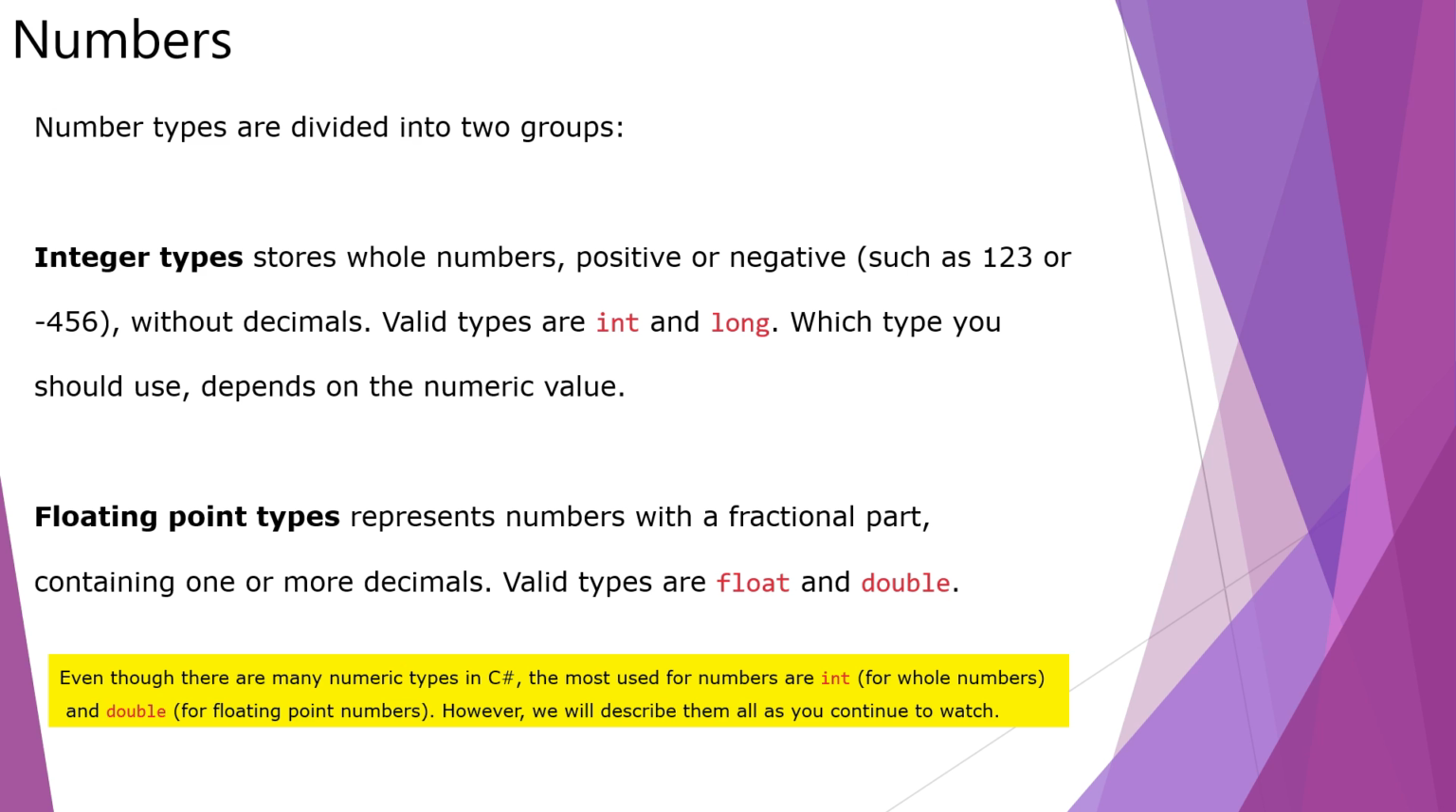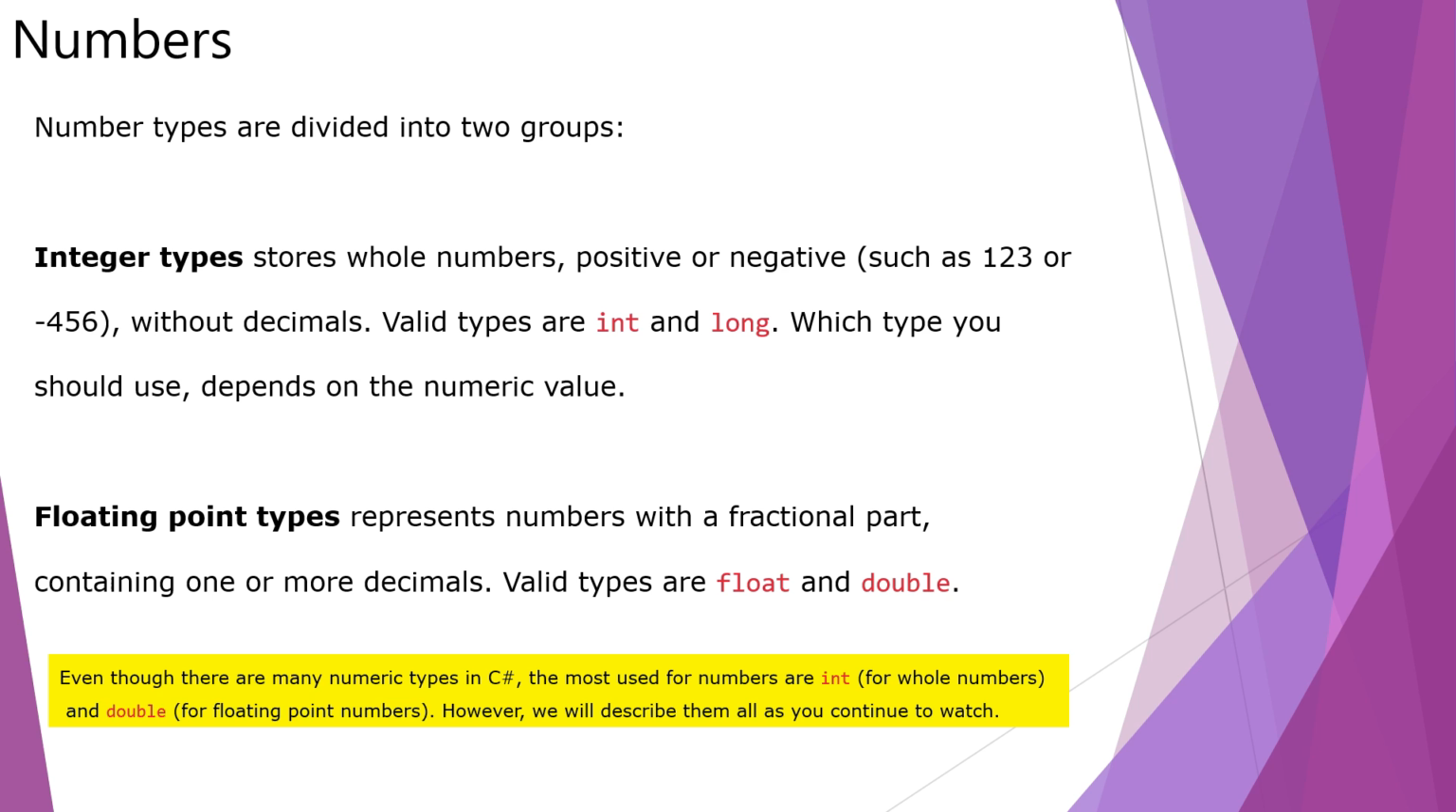Numbers. Number types are divided into two groups: integer types and floating point types. Integer types store whole numbers, positive or negative, without decimals. Valid types are int and long. Which type you should use depends on the numeric value.